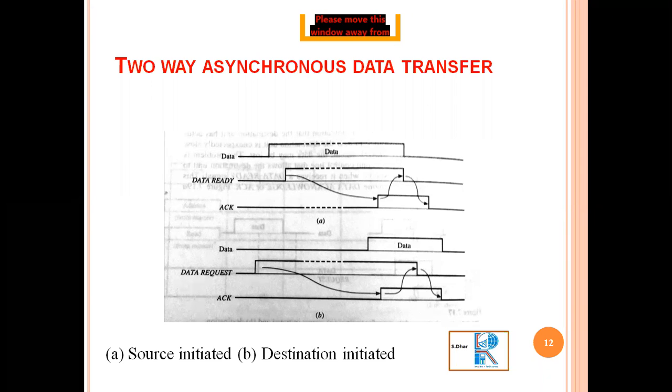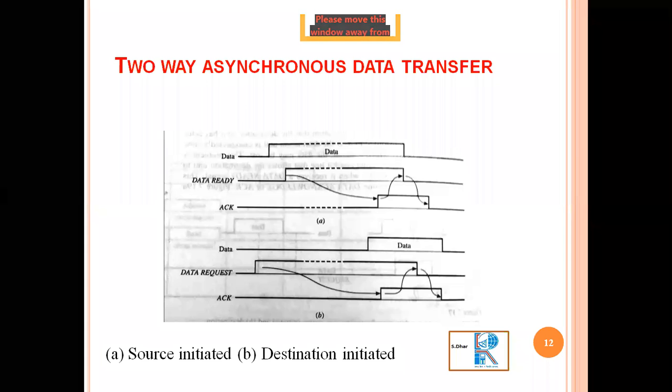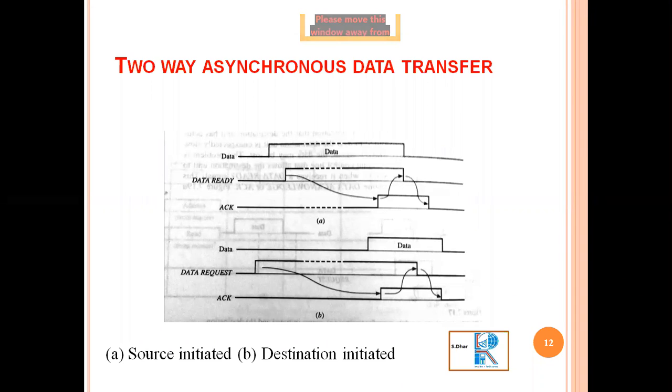Synchronous is related with the clock. The circuit is easy, but this is not flexible. And asynchronous means there is no clock related. The circuit is complex, but flexibility is high. In the asynchronous, there are two types. One is called the two-way, and another is called the one-way asynchronous data transfer.